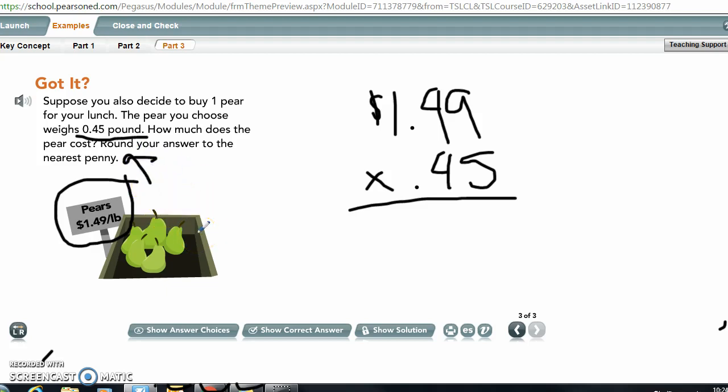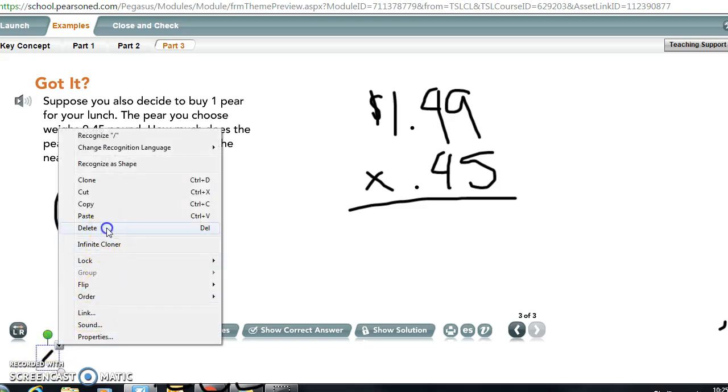Remember, penny is 2 spots after the decimal. Okay, so if you have 31 cents, the 1 is the penny. If you have 58 cents, the 8 is the penny. Okay, so go ahead and round, solve this problem, make sure you bring your notes to school tomorrow, and you are done with your homework when this is in your notes.